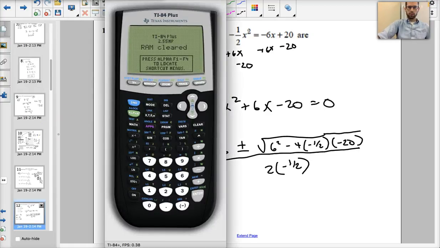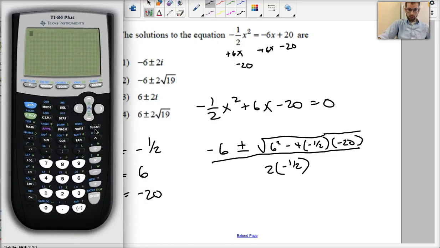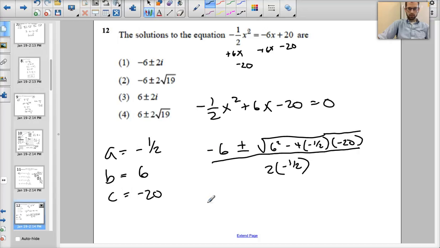And I'm going to plug in everything under my radical sign. I'm not going to put the radical in there because if there's an i, it's going to give me an error. Hey, don't want that. So 6 squared minus 4 times negative 1/2 times negative 20. And that gives me a negative 4 under my radical. So I've got negative 6 plus or minus the square root of negative 4.